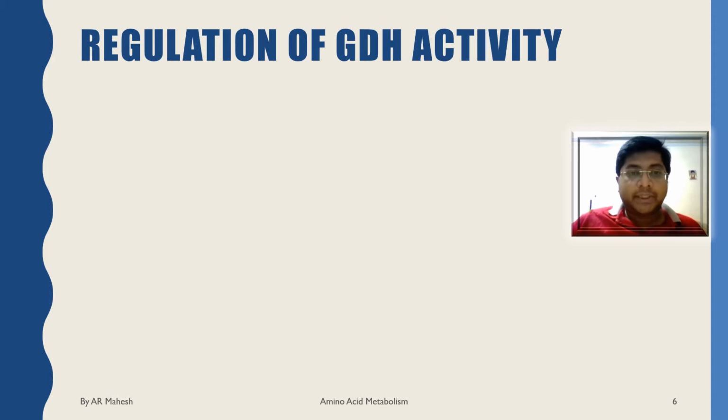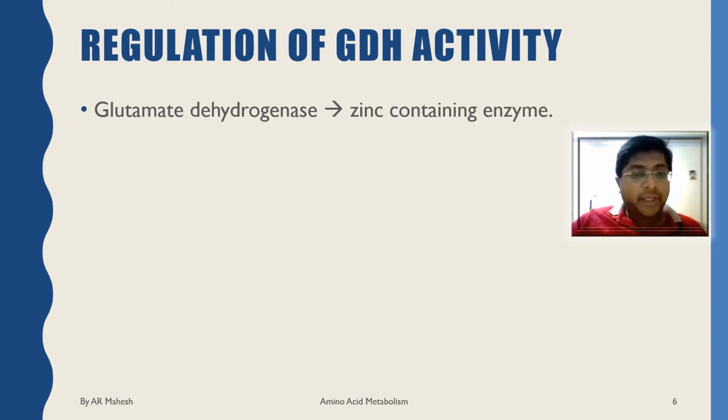So we'll be discussing the regulation of glutamate dehydrogenase complex. In this particular slide I have abbreviated glutamate dehydrogenase as GDH. Glutamate dehydrogenase is a zinc containing mitochondrial enzyme. It is a complex enzyme with a molecular weight of 56,000 each.